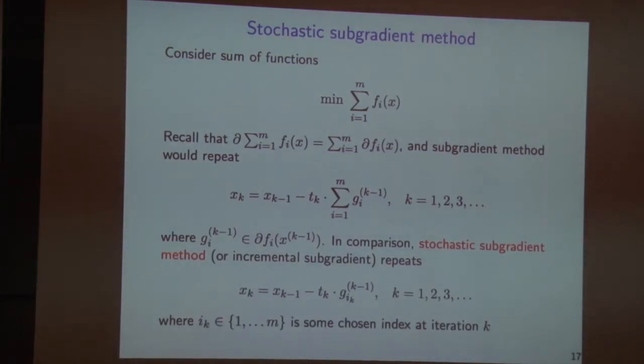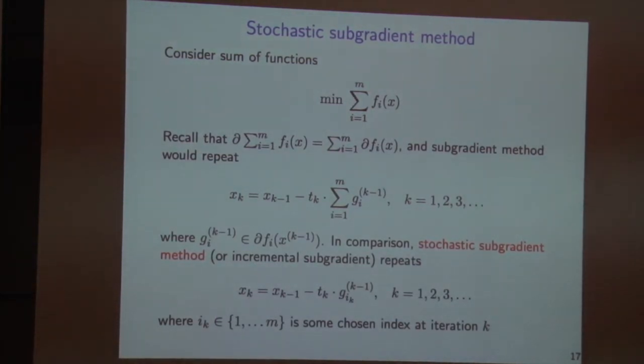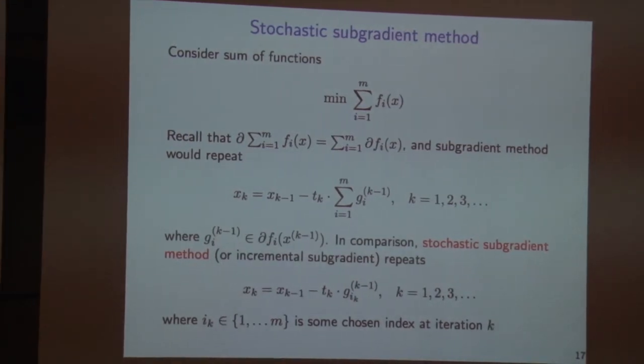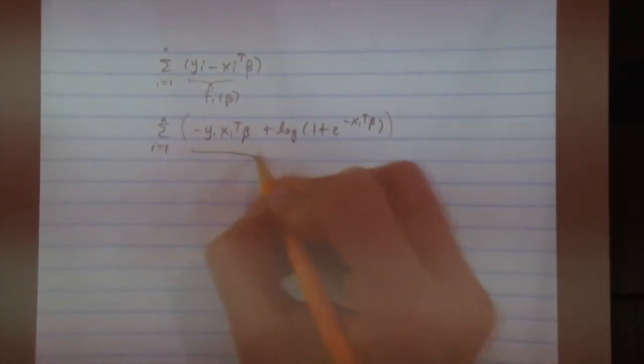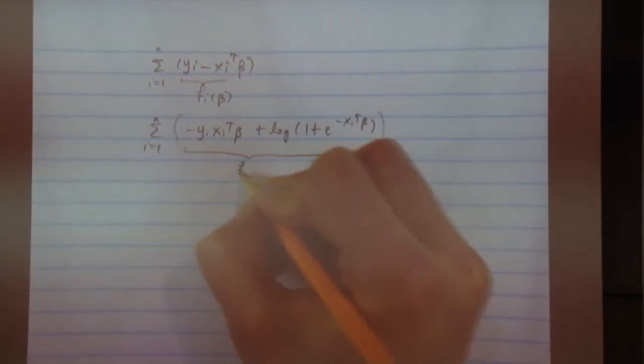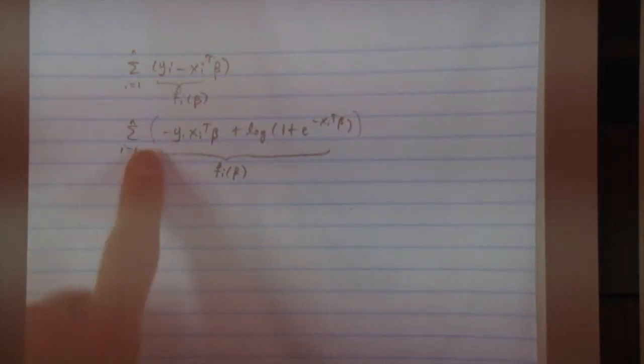Another example is the classification loss, where it was something like this, the logistic loss. Again, this is my f_i of beta. So we see a lot of problems like this in statistics and machine learning. And typically, with modern problems, we have n quite large, so there are a lot of elements in this sum.